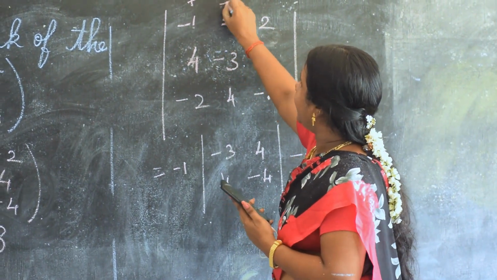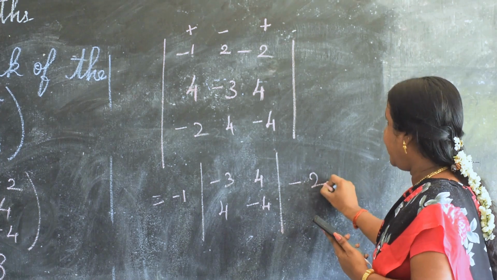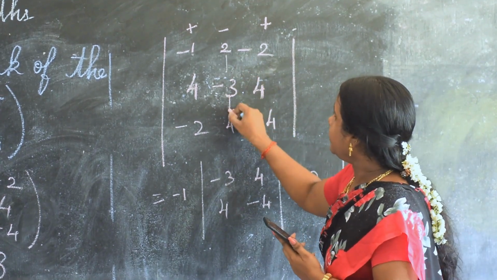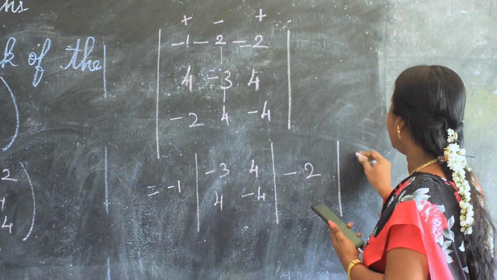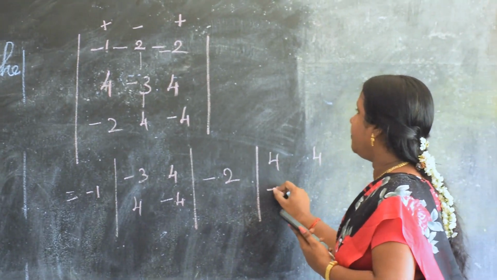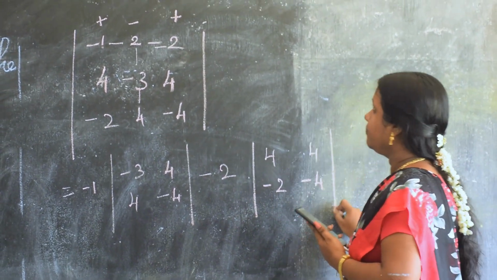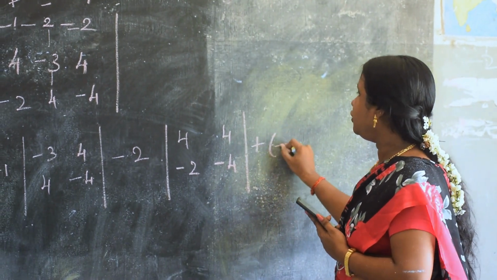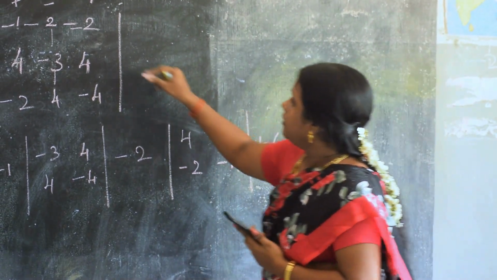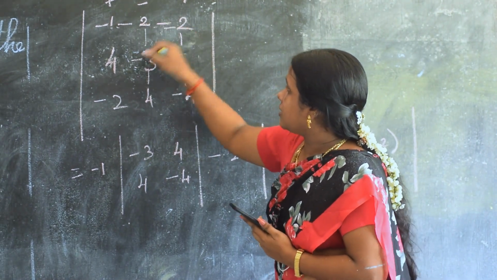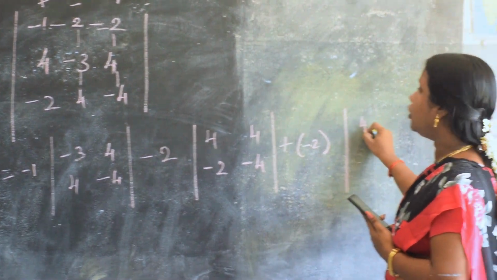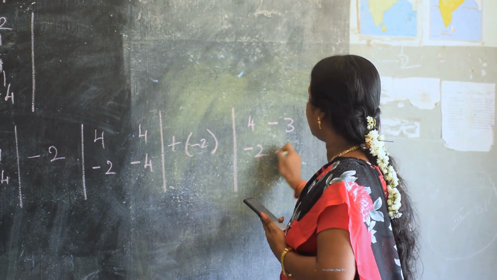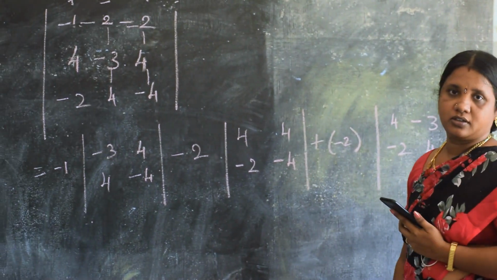Minus of here, plus, minus, plus. So take minus 2 into, eliminate this row and column. What is remaining determinant here? 4, 4, minus 2, minus 4. Again, what is our sign? Minus 2. So plus into minus 2. Now eliminate this row and this column. What is remaining here? 4, minus 3, minus 2, 4.